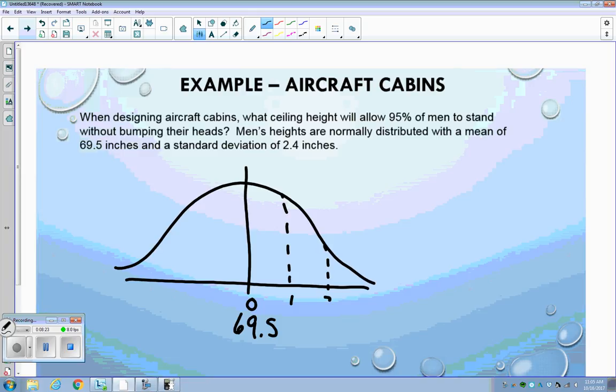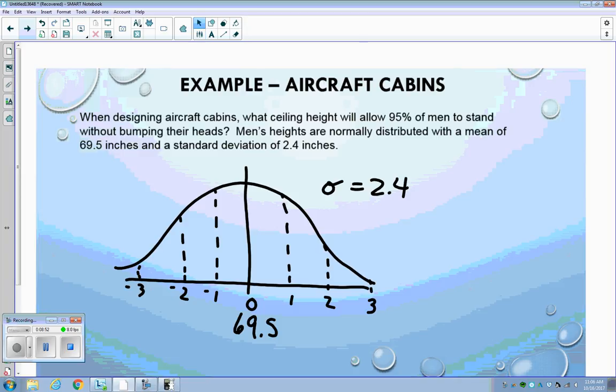So again, I'm going to go ahead and put my z-scores, my normalized scores, and I'm going to take my mean, and I'm going to add 2.4 inches. So when I add 2.4 inches to 69.5, I end up with 71.9. Let's put that in a different color so it reminds us which is which. 71.9. If I go again, just so that I have that in my head where things are located, I'm going to add 2.4 again, and I'm going to get 74.3.